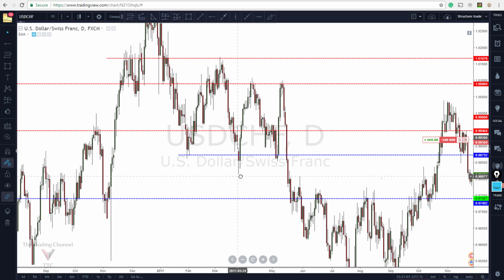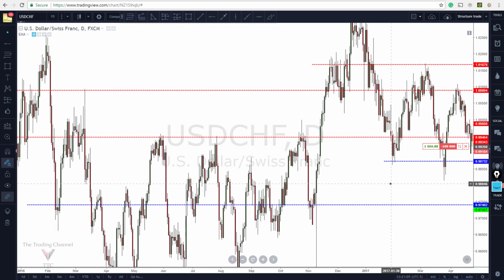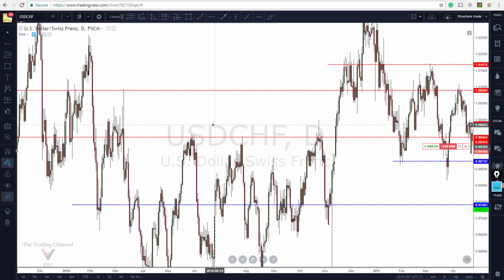But just to show you guys a little more about why I was paying attention to that zone, if we look back here in the past, you can see that level acting as not only support in the past but also as resistance multiple times as well.